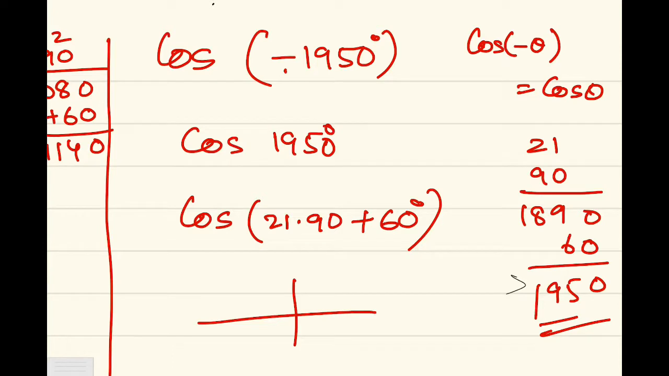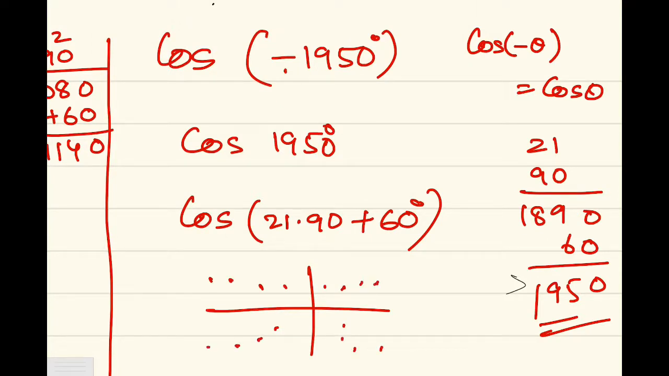Let's check. Last time, if you remember, multiples of 4 will come here. So 4, 8, even 8 will come here. 12, 16 and 20. 21 reaches here. 21 times 90 plus 60 means it's in the second quadrant. You can check it out. Second quadrant. Okay, so let me show you in detail like this: 1, 2, 3, 4, 5, 6, 7, 8, 9, 10, 11, 12, 13, 14, 15, 16, 17, 18, 19, 20. 20 reaches here, and 21 and something extra, that means in the second quadrant.